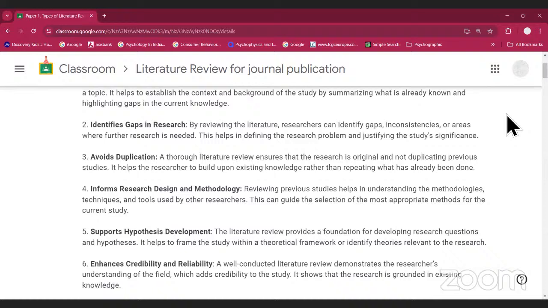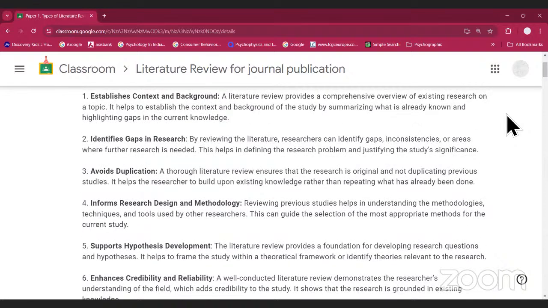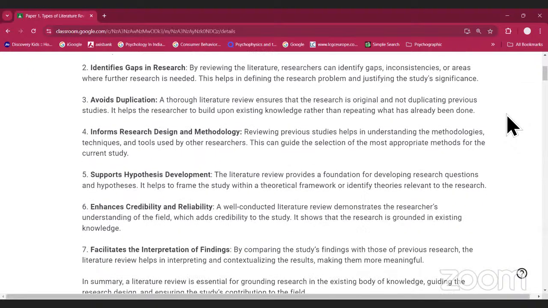This is clear now. Avoid duplication, gaps in research. What will be the research design and methodology? Hypothesis development, credibility, reliability. Okay, so now it is clear to all of you.